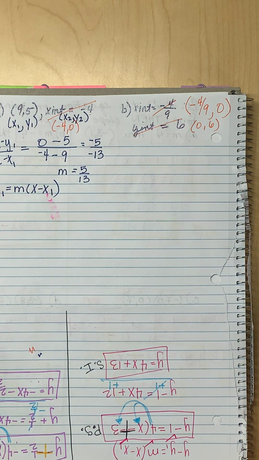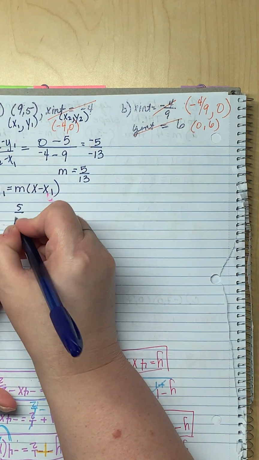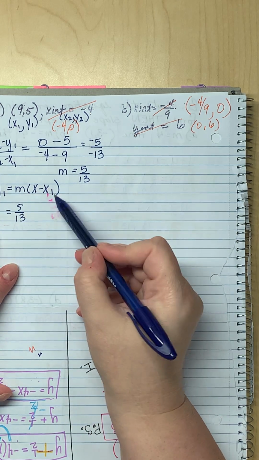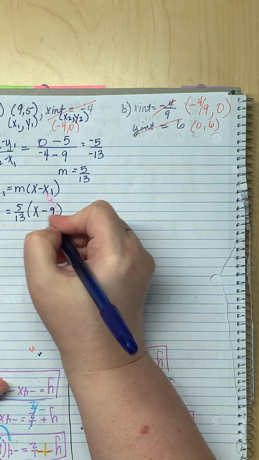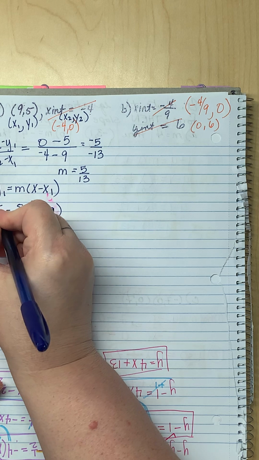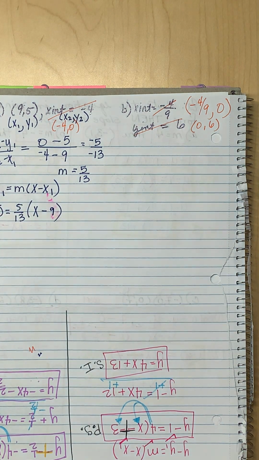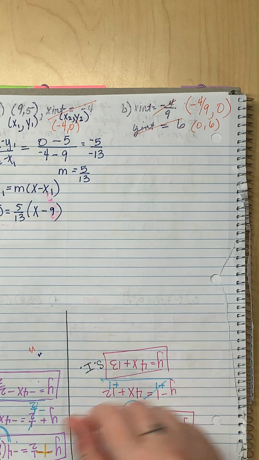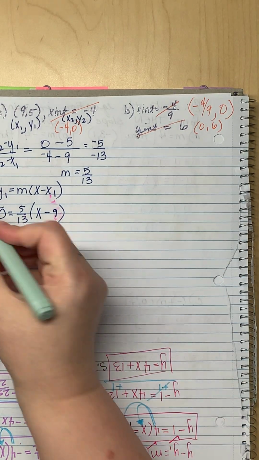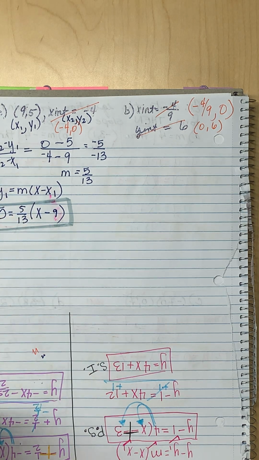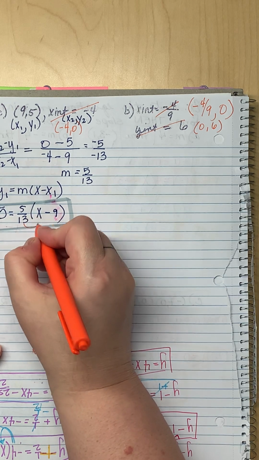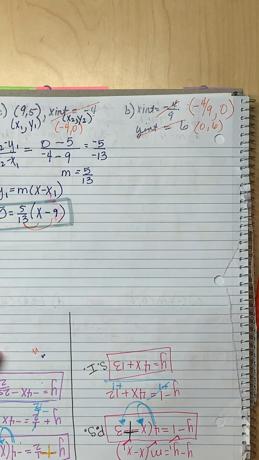Okay, so my m is 5 over 13. So let me put that where the m is. We know my x1 and y1, they're 9 and 5. So let me throw that in. And notice that the x and the y stay the same. There's still a letter. Okay, so this is one of our answers. It's the point slope. And then now to finish it, we're going to distribute and get y by itself.